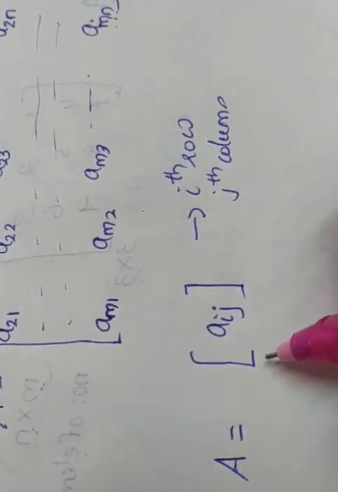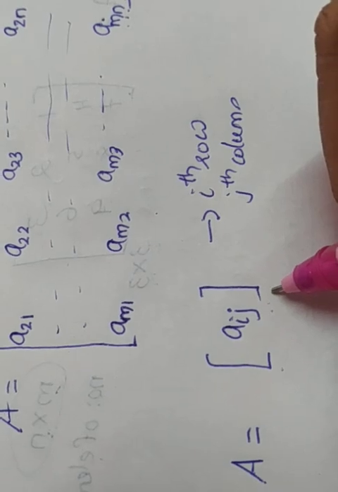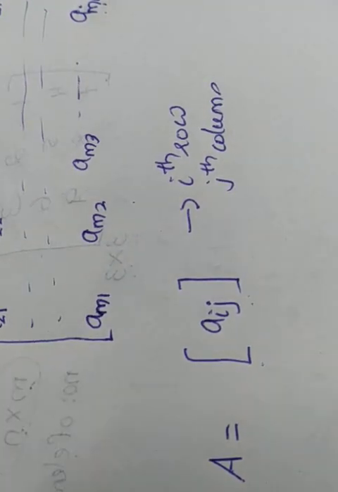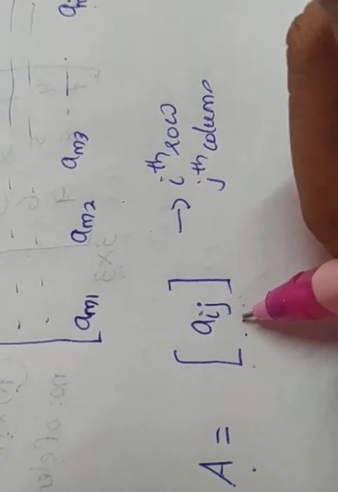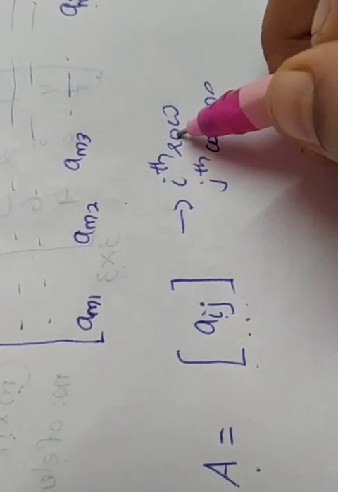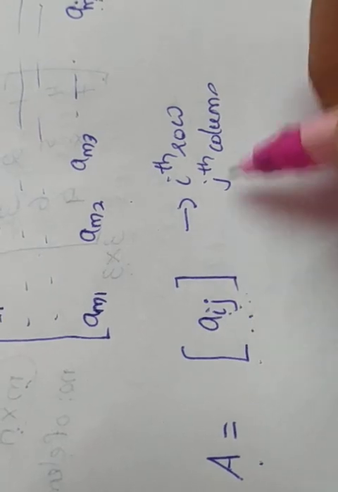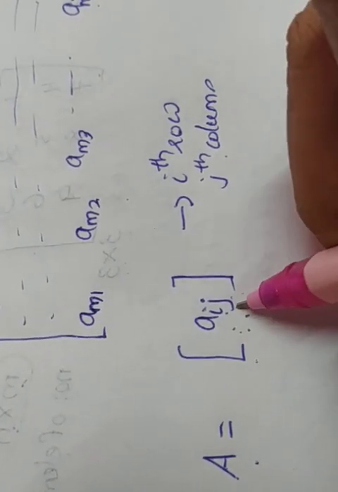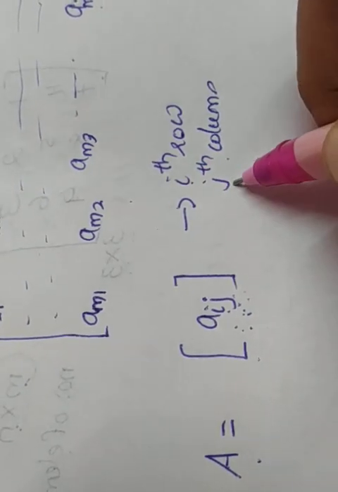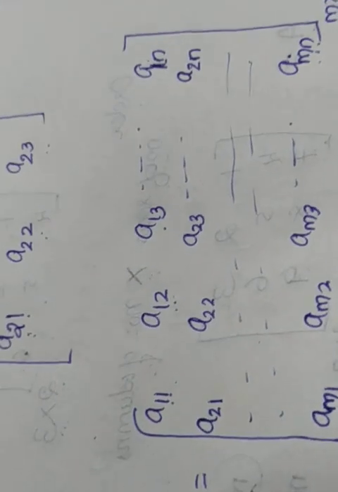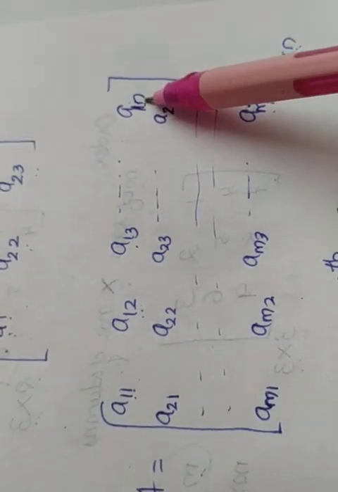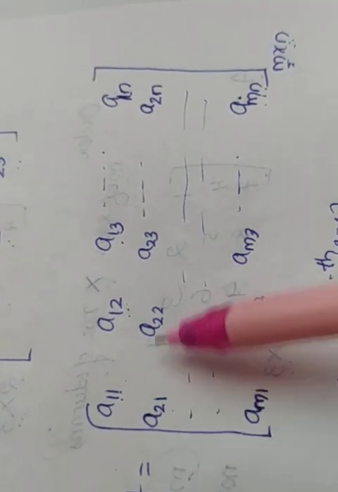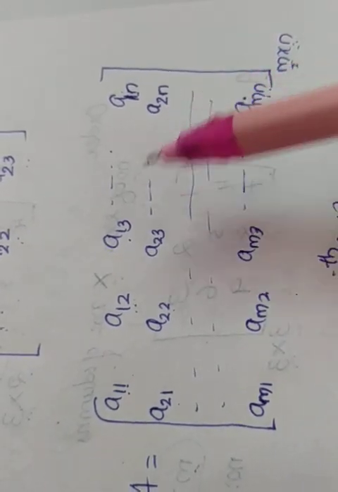Okay, and this is how we will represent a matrix in general. Capital A is equal to Aij. Aij can be an M by N matrix, 2 by 3 matrix, whatever it is. A equal to Aij is the representation of a matrix where i stands for the row number and j stands for the column number. Aij stands for the element in the ith row and jth column.